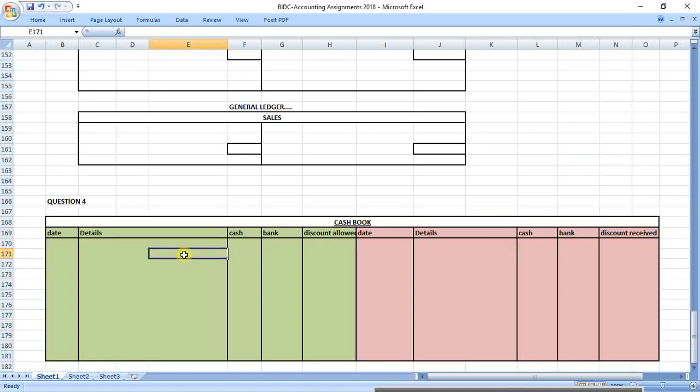Right, kind of like that, if that makes sense. If you like what you've done, that's perfect. Alright, so that's the first part. Then they say we must total, so that's fine. Post the totals of the discount columns to the discount accounts in the general ledger.